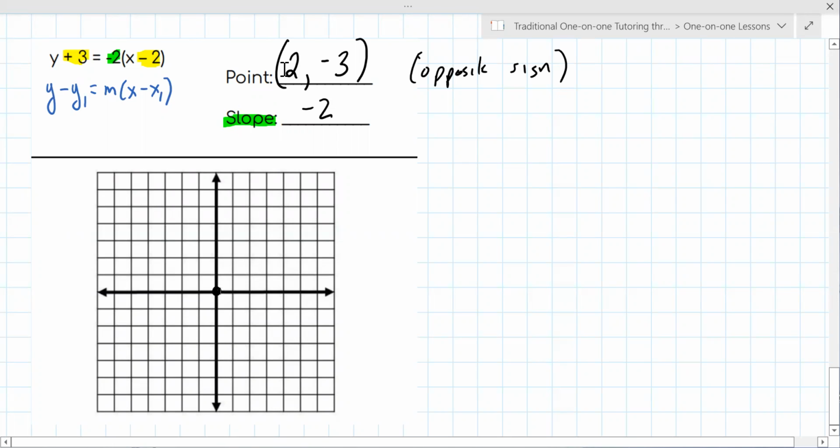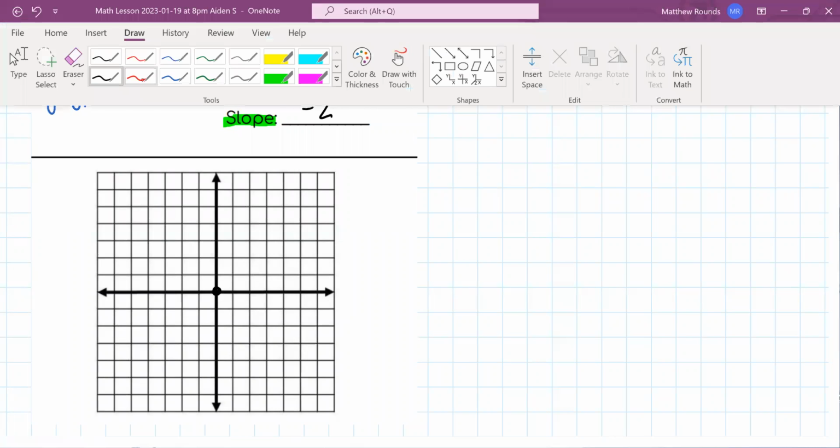So the first number tells you left or right. Oh yeah, I was looking at the wrong one. So we go right 2. And then the next number tells you to go down 3. 1, 2, 3. Yeah.